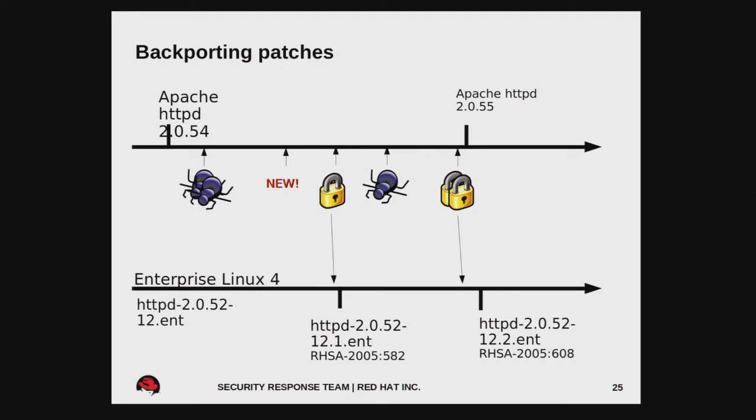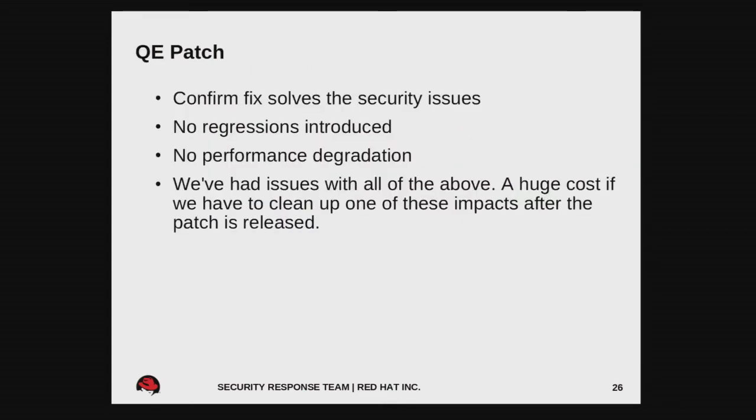The idea here is that we can give you continuity. If you have your application certified or tested against a specific version of a library, we won't just update that component because there's a flaw in it. We'll backport the patch to the version that you're using. We then have to QE that patch ourselves, because if it's backported, it's different to the upstream one. And we have to find there's no regressions, no performance degradation.